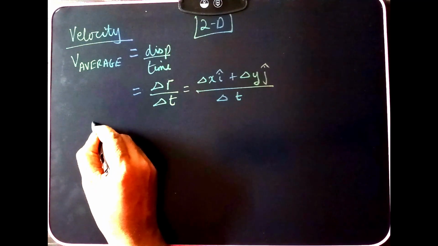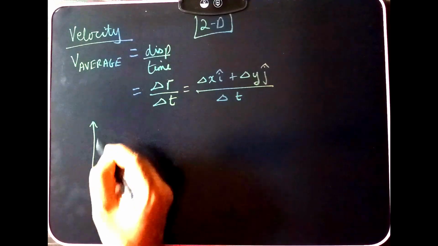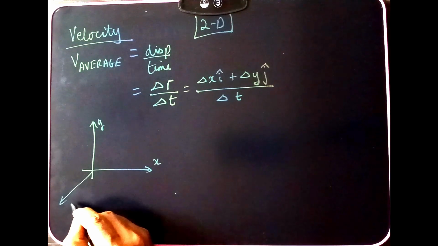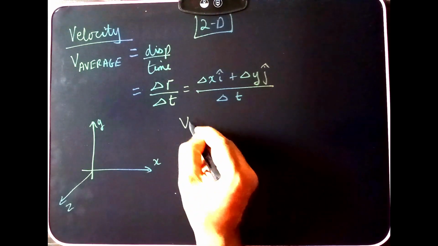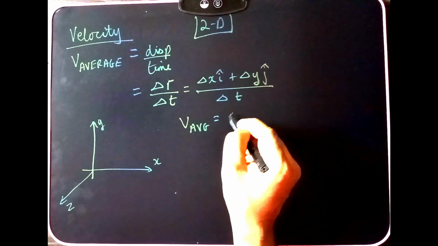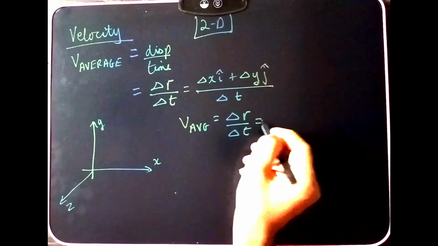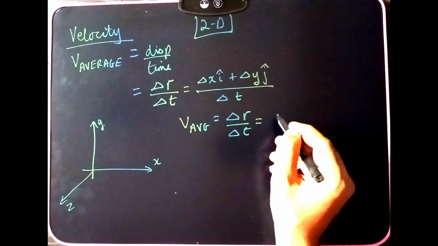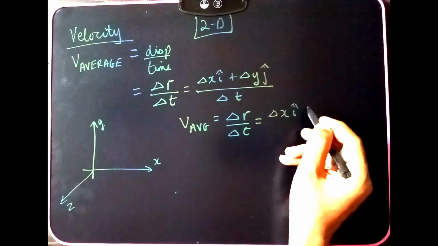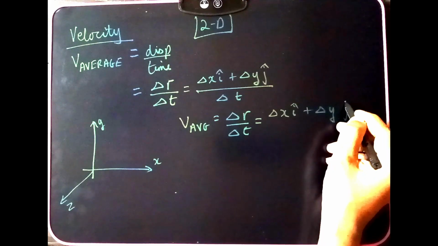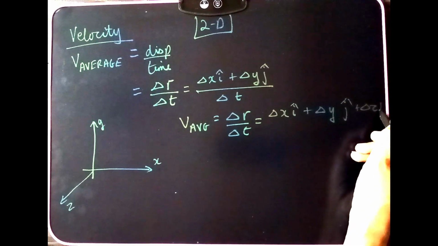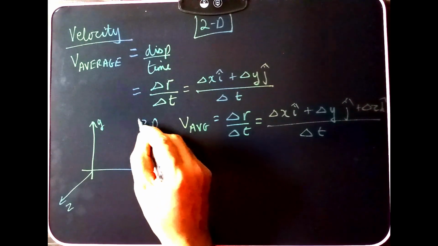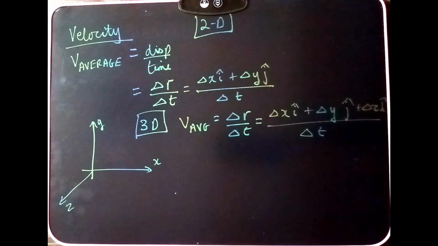Now if we consider the particle in three dimensions, you will have three axes, y, x and z. So average velocity will still be delta r by delta t, which will now have another component. This is for two dimensional. This will be three dimensional: delta x i cap plus delta y j cap plus delta z k cap divided by delta t. This is for three dimensional.